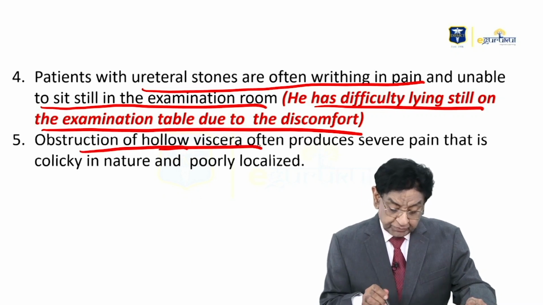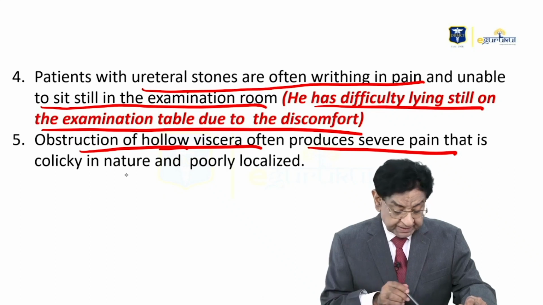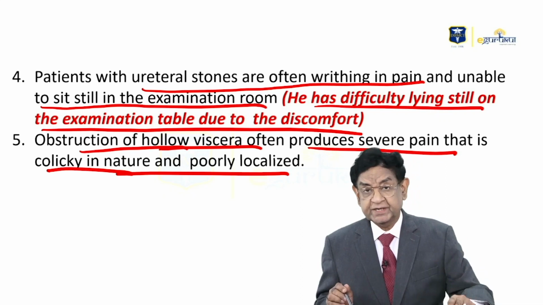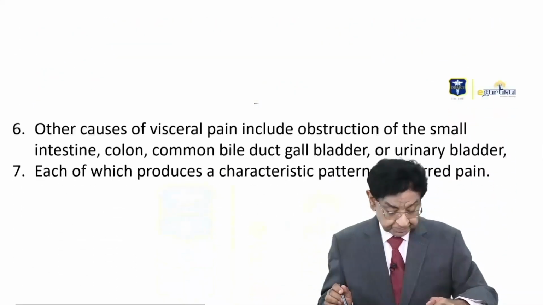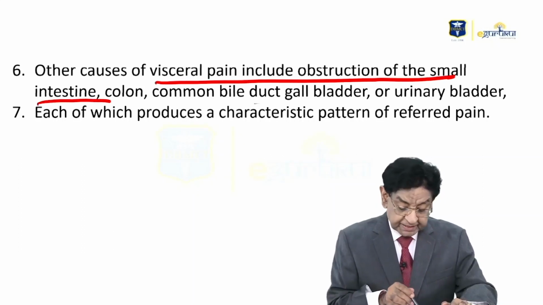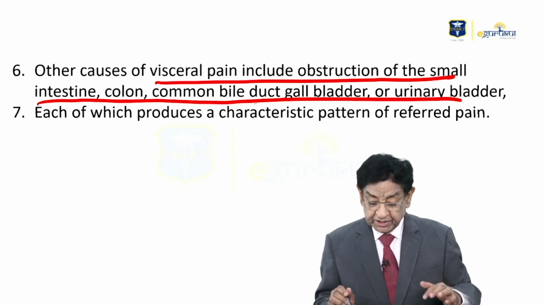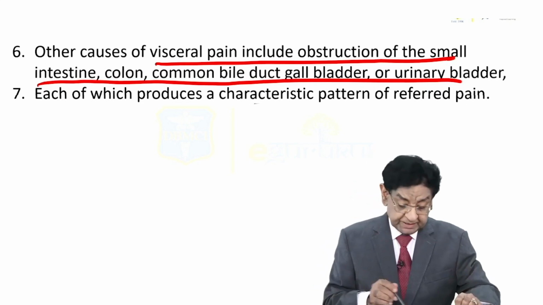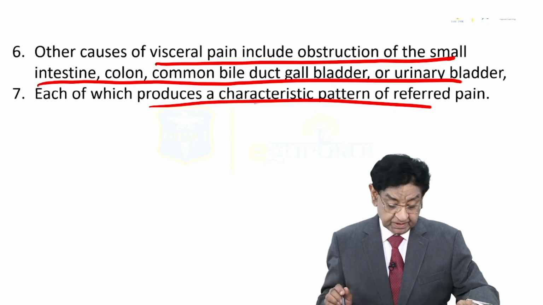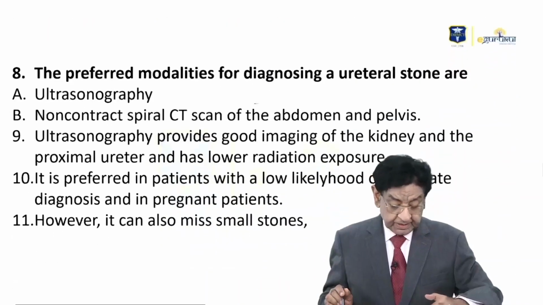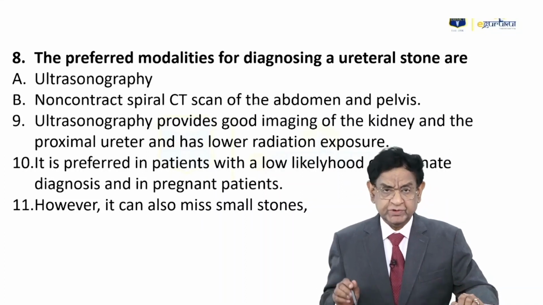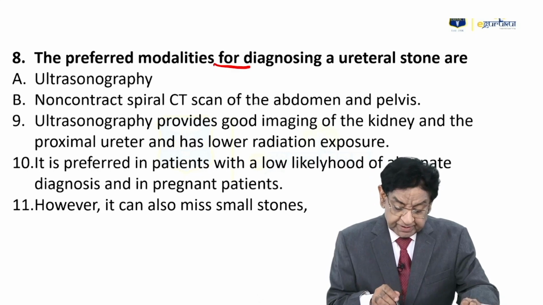Obstruction of any hollow viscus often produces severe pain in abdomen that is colicky in nature and poorly localized, that doesn't radiate loin to groin. Other causes of severe visceral pain include obstruction of small intestine, colon, common bile duct stone and urinary bladder problem. Each of these produces a characteristic pattern of referred pain. Okay. Now, clinically we have made a diagnosis of ureteric stone. So now how do we diagnose?